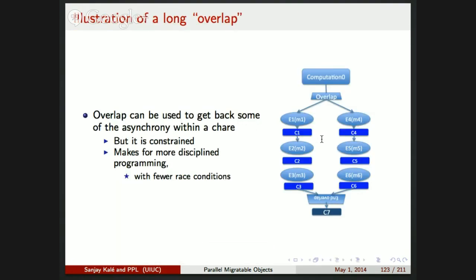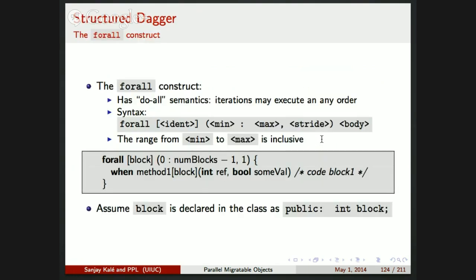Here is another example of an overlap where we can go down these two chains and interleave, and once they're both finished, that's the end of the computation. Forall is another kind of loop with do-all semantics. It's basically a loop in which the iterations can occur in any order. So you know you want to do some computation this many times, you just don't care in which order each iteration happens.